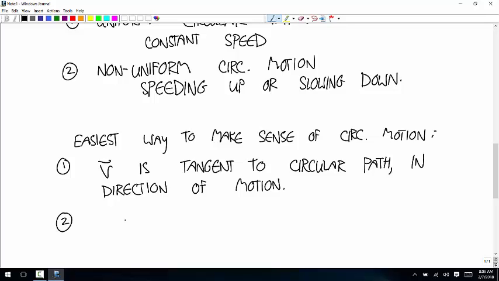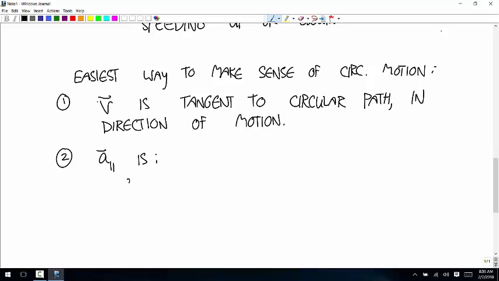Then second, a parallel can be two things. It's in the direction of the velocity. Is the object speeding up or slowing down?